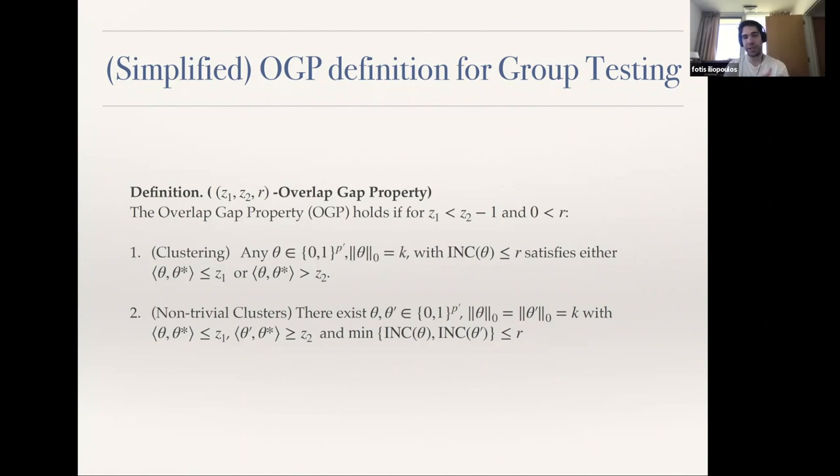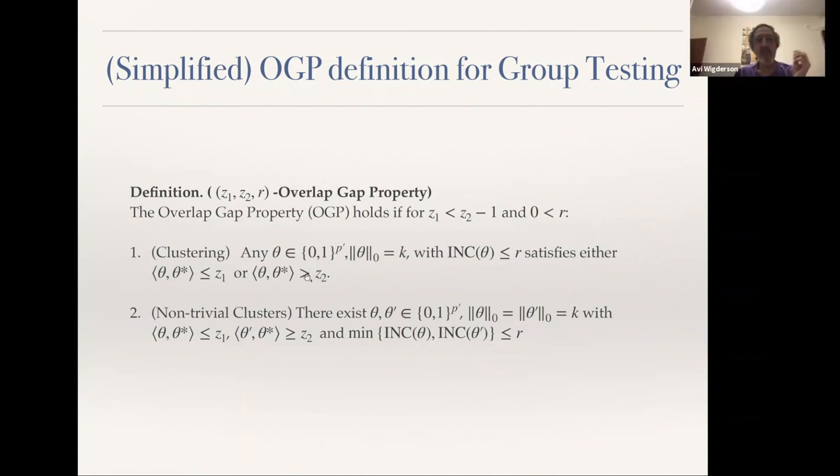Okay, so what this definition says is that any solution that attains at most R inconsistencies, so that the loss function is at most R, we have not explained at most R tests, should belong in one of two clusters. One cluster is very low correlated with theta star, in the sense that the overlap is at most zeta 1. The overlap here is literally the size of the intersection between the hidden solution and our current solution. Or it should have high overlap, which means the intersection is large.